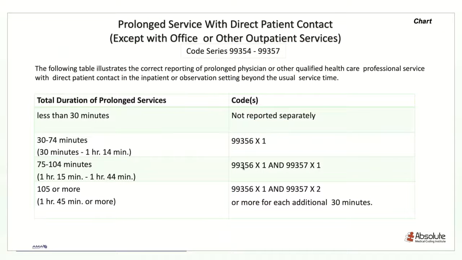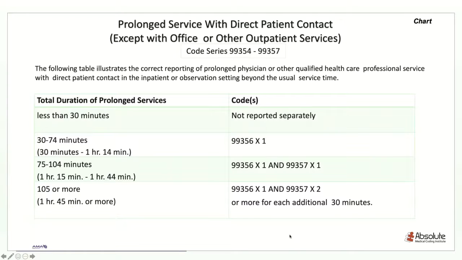Here is your chart on how you're to consider these codes. When you have less than 30 minutes, they are not reported. When you have 30 to 74 minutes, you use 99356 one time. 75 through 104 minutes, 99356 one time and 99357 one time. And if it's 105 minutes or more, 99356 and 99357 twice. Now this is for code series 99354 through 99357.